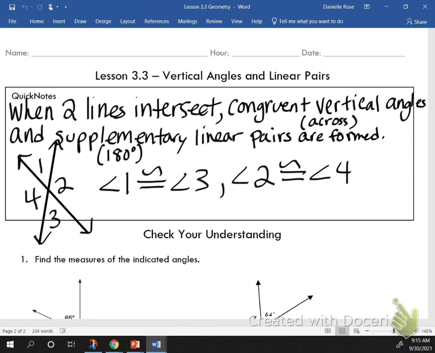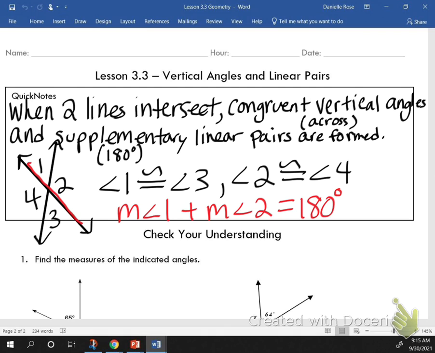We've got some supplementary relationships. When you see these problems in the concept check on your test, they're going to ask you to list all of them. So when it comes to supplementary, we're looking for the ones that make a line. The measure of angle 1 plus the measure of angle 2 would give us a line, they're supplementary, which would be 180 degrees. That's just one example.